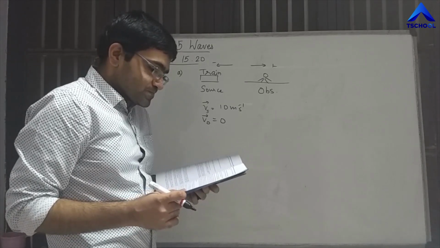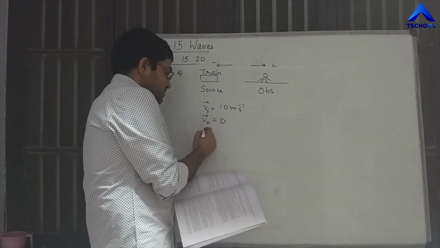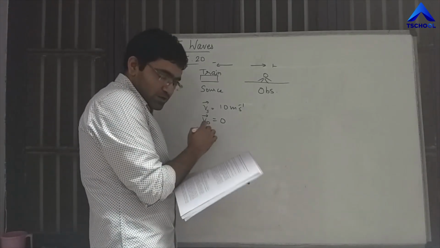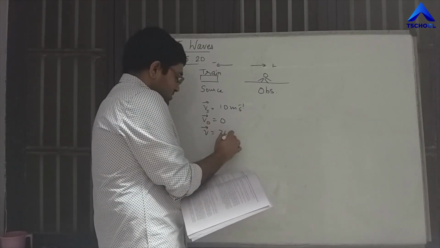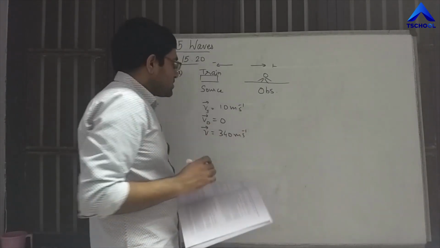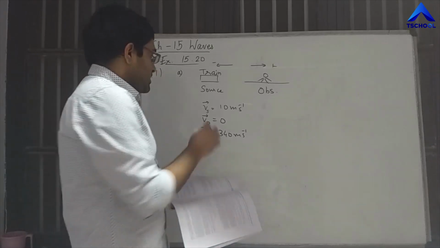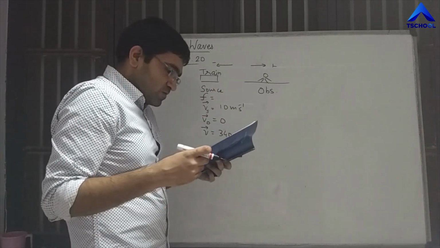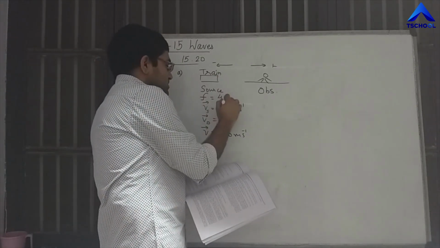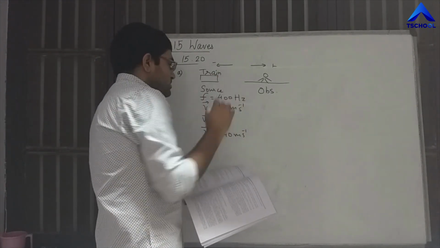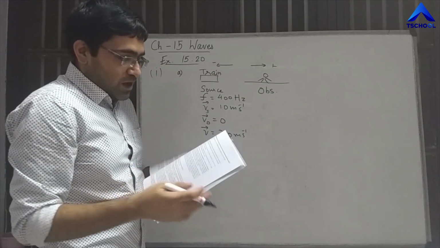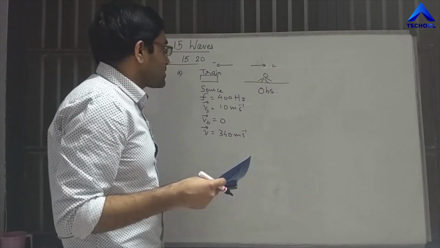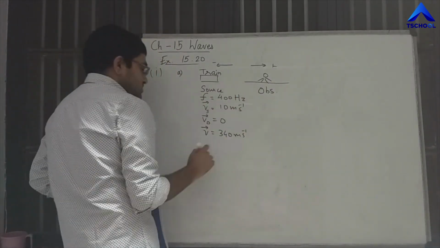Now, speed of sound in air is given in the last line of the question. It is 340 meter per second. Alright, so we have all these details, and let's write down the frequency of the source. The frequency of the source, that is the train's whistle, is 400 Hz. Now we have to find the apparent frequency as the train approaches this platform.